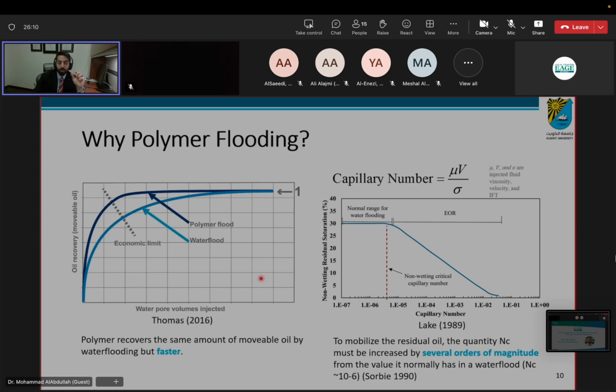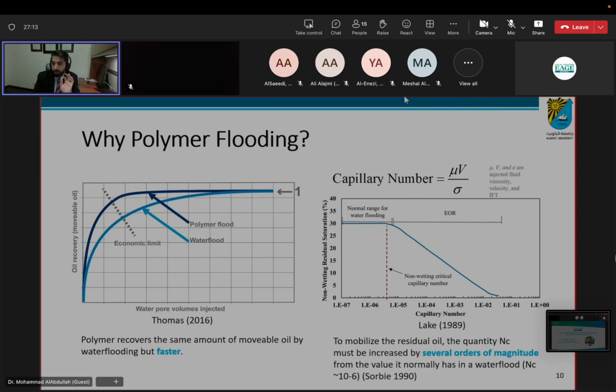Now, a very important point in here. Conventionally thinking, if I have oil recovery on the y-axis compared to how much volume is injected, like water per volume to be injected, or aqueous phase per volume to be injected, polymer flooding, the dark blue curve in here, will end up with the same ultimate recovery factor compared to water flood. So it will not have an additional recovery factor. It will only accelerate the recovery. So with less injected volume you will recover much more oil early on, but if you keep injecting water, you will end up ultimately with the same ultimate recovery factor. So polymer recovers the same amount of movable oil as water flooding, but faster.